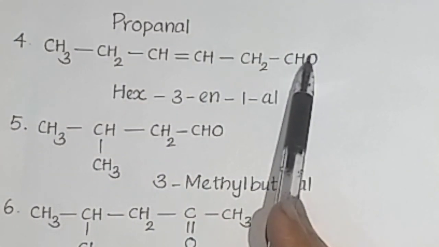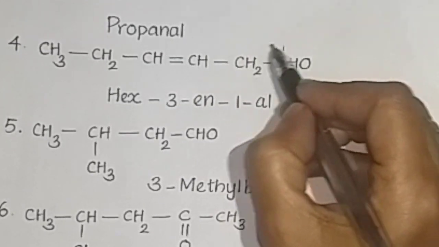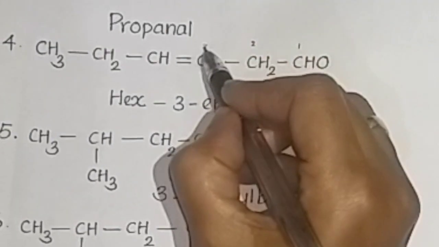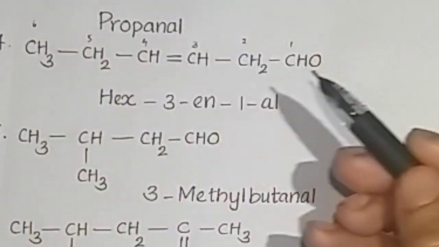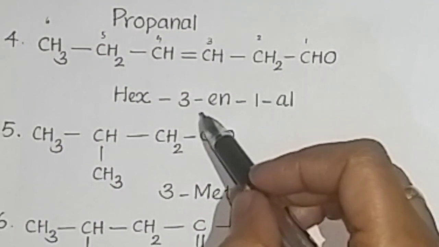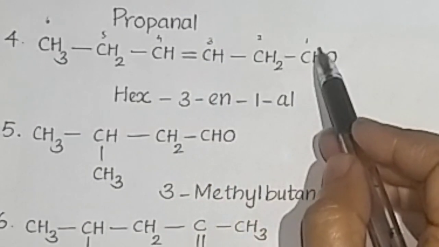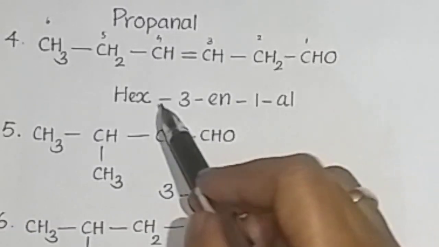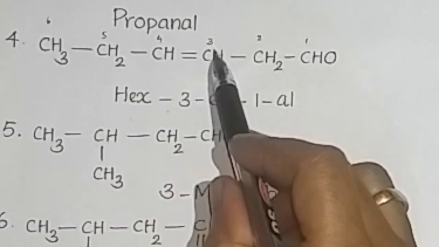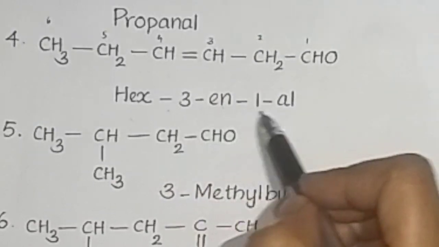This is an aldehyde. Then numbering, the longest continuous carbon chain is 1, 2, 3, 4, 5, 6, hexane. In hexane, in the third carbon atom a double bond is there and at the first carbon atom the aldehydic functional group CHO is there. Then we get hex-3-en-1-al, or hex-3-enal.